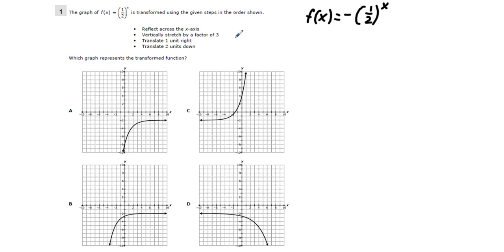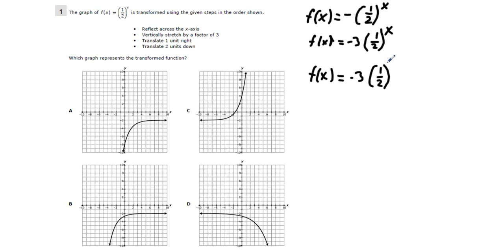Next, vertically stretched by a factor of 3. Well, we're going to multiply by 3. So our vertical stretch is going to be f of x equals -3 times 1/2 to the power of x. And then we have translate 1 unit to the right. Well, that's going to be done with that x variable. So f of x equals -3 times 1/2 to the power of, and here's where this x, we're going to go 1 unit to the right.